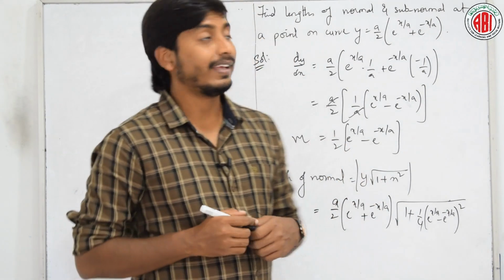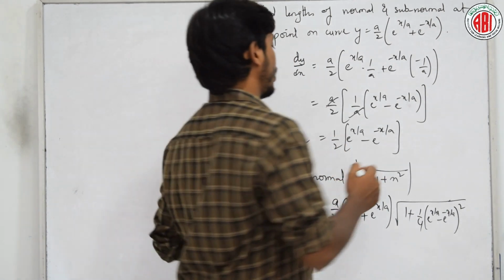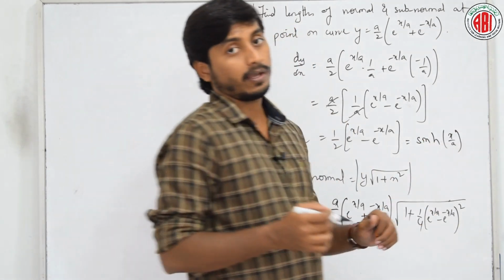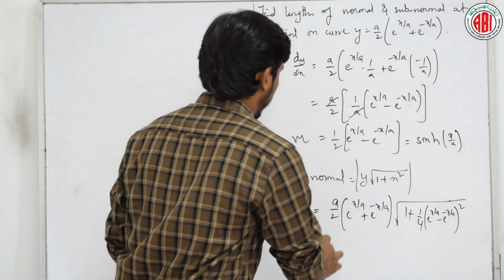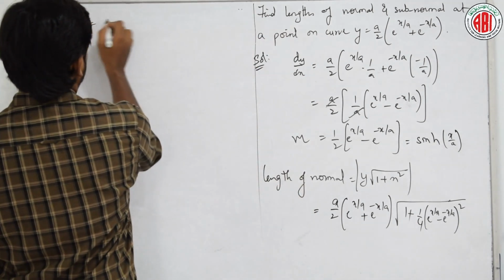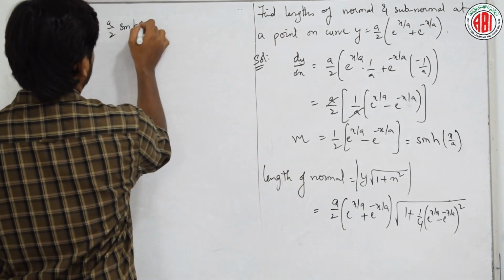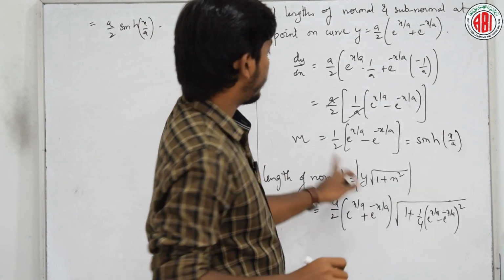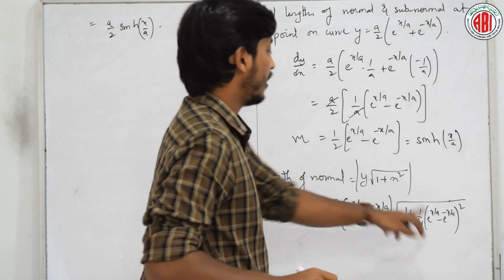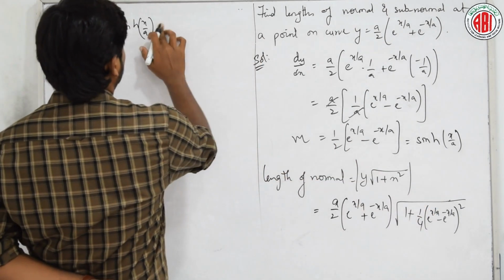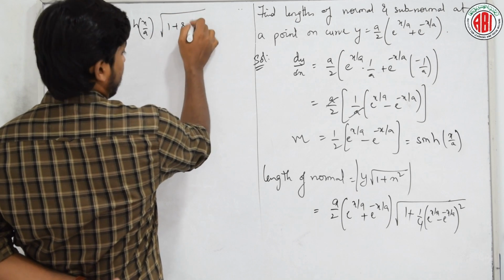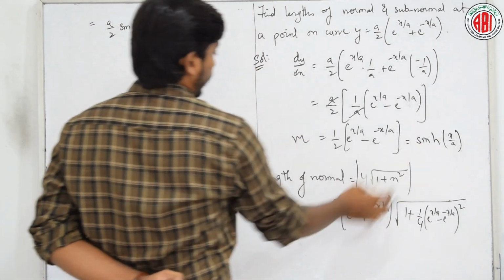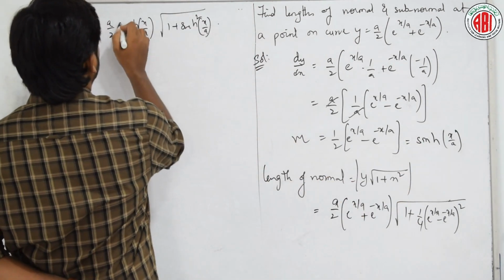Tell me, it is nothing but sinh x by a. Okay, let us substitute it here. That will be, let me write it here, equal to a by 2 into sinh x by a, into 1 by 4 whole thing, that is nothing but sinh square x by a, that is under root 1 plus sinh square x by a. Clear? What is this? This is cosh, right?